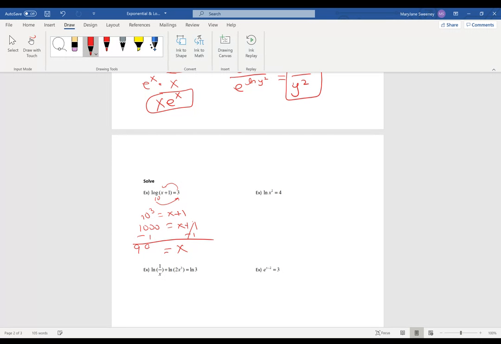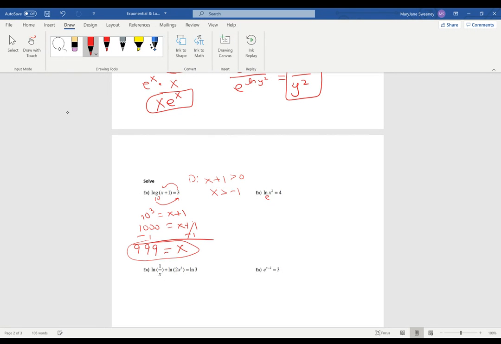X is 999. Now, with log equations, you do have to check the domain. Remember, the thing you're taking the log of has to be greater than 0. So for the domain of this one, x plus 1 has to be greater than 0. X is greater than negative 1. As long as my answer is greater than negative 1, then here, I'm good. So always the thing you're taking the log of cannot be 0 or negative.